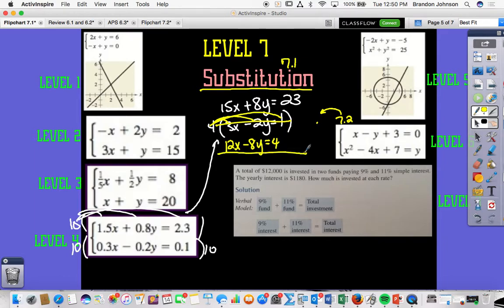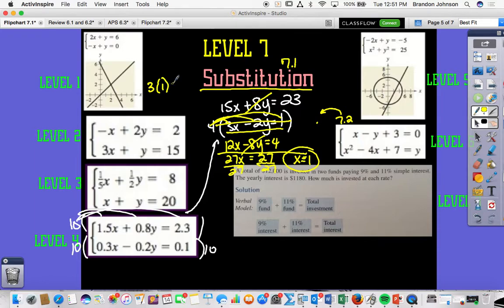And now we're just going to combine these together. So 15x plus 12x is 27x. Negative 8y plus 8y is 0. 23 plus 4 equals 27. So I divide by 27, divide by 27. X is now equal to a value of 1. So plug it back in. We can plug it back to the original, or it really doesn't matter. We'll do it to the original, which is right here.